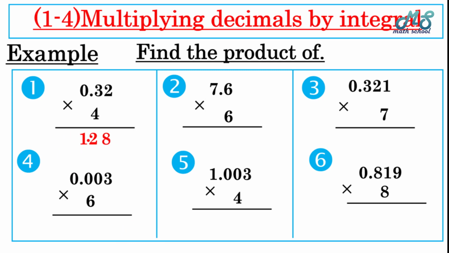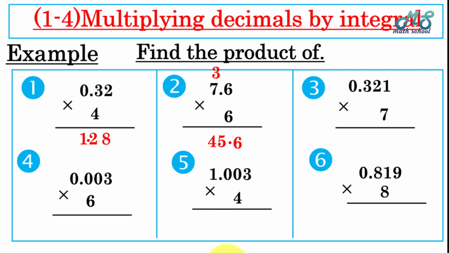Number 2, 7.6 times 6. Ignore the decimal point. It will be 76 times 6. 6 times 6 equals 36. Write 6 and keep 3 up. 6 times 7 equals what, guys? Yes, equals 42. 42 plus 3, guys, don't forget, it will be 45. Now, guys, you have to insert the decimal point according to the factors. The decimal point goes after one digit from the right. We will get 45.6.